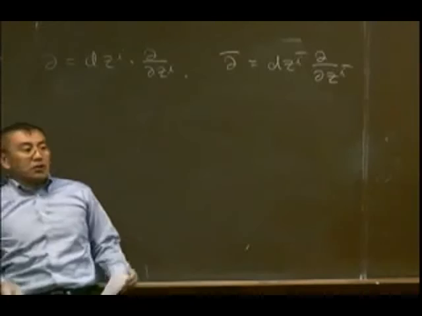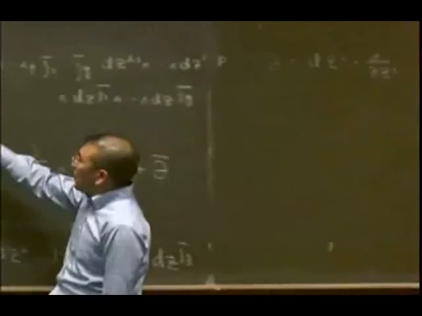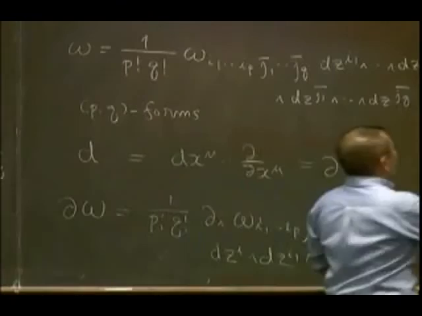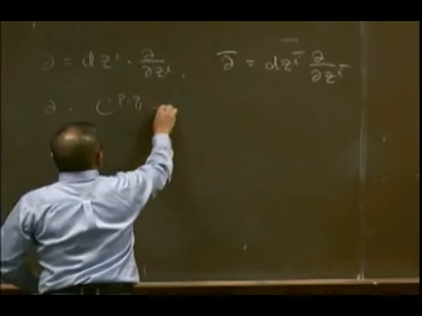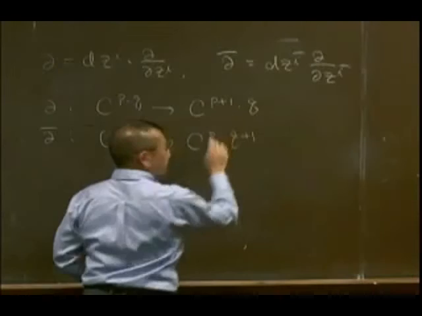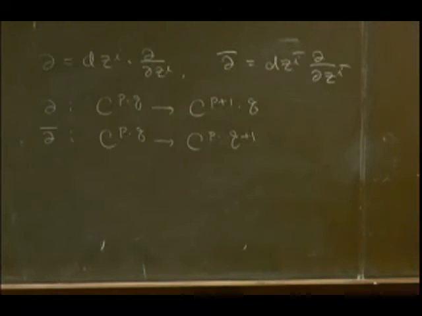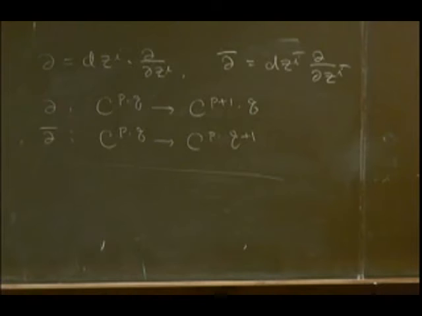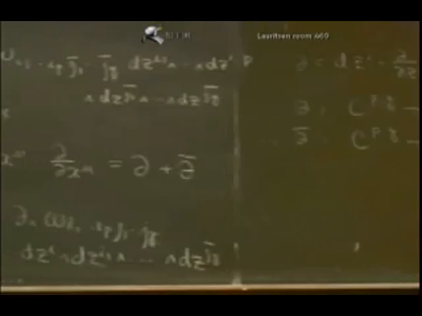And the interesting thing is that this sort of respects the grading. So for example, remember d was such that if you have a k-form, d of omega becomes a (k+1)-form. In the case of (p,q)-forms, ∂ maps C^{p,q} into C^{p+1,q}, and ∂̄ maps C^{p,q} into C^{p,q+1}. So it goes by degree. We can consider the conjugate of that also. Remember in the case of a Riemannian manifold, we have this Hodge star operator, which maps C^k into C^{n-k}.